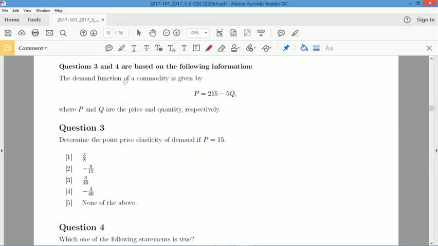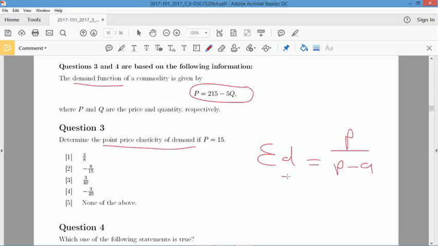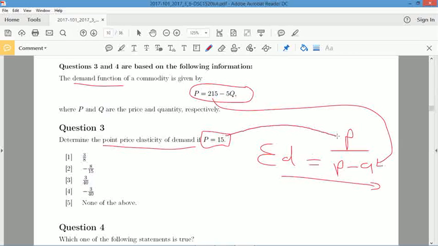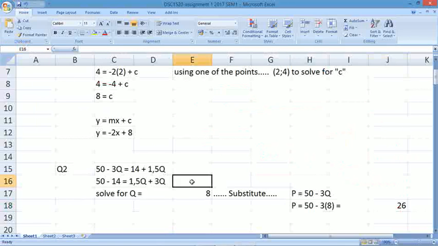Now we're looking at questions 3 and 4. They're based on the following information. They've given you a demand function for a commodity. There's the demand function: P equals 215 minus 5q, where P and Q are the price and quantity. They want to know, determine the point price elasticity of demand. When looking at point price elasticity of demand, we spoke about that as being P over P minus A. There's a formula that you need to remember in your working, and P here is 15. The 215 represents the A, the 15 represents the P. If I substitute all of that into the equation, I then get an answer for it.